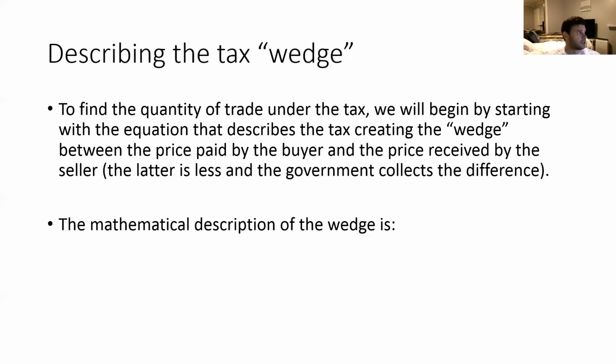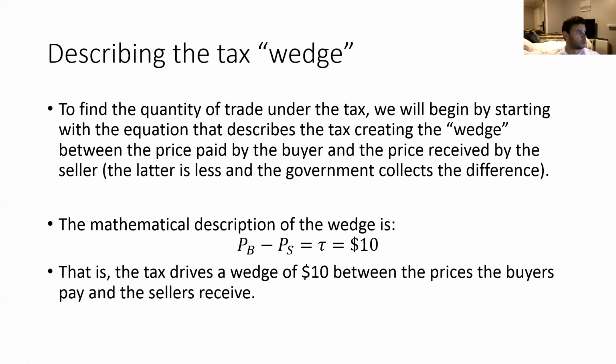All right, so the condition that describes mathematically the tax wedge is the following. It says the difference between the price the buyer pays and the price the seller receives has to account for the $10 tax per unit. That is the wedge condition. In order to compute the volume of trade, all we're going to do next is substitute our expressions for the supply curve and the demand curve in for these two prices. So the tax is driving a wedge of $10 between these prices.